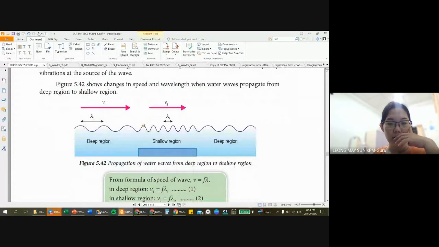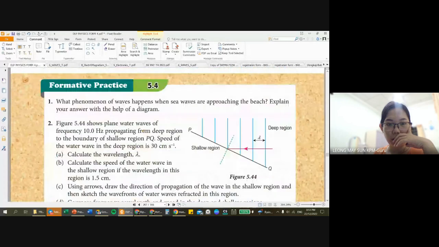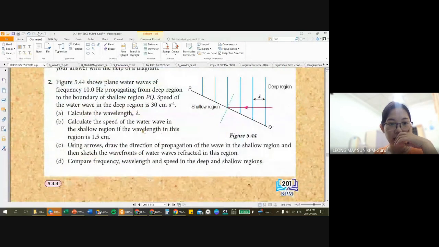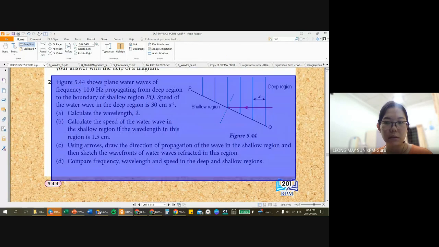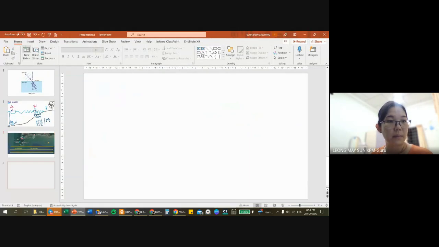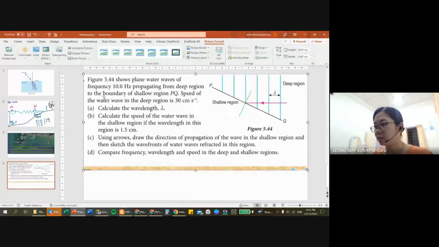Okay, now let's see. This is the formula part. So I'm going to use a question from the textbook to calculate and show you guys this. I'm going to take this question to show you guys how to do the calculation, before I go to diffraction of waves.